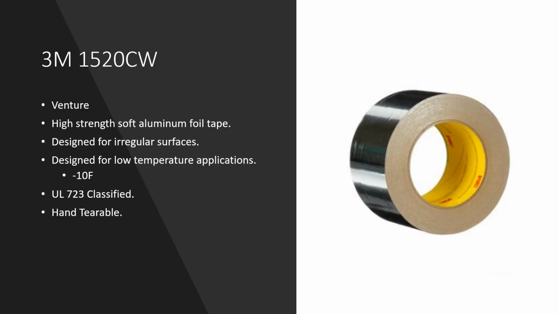For general purpose foil tape applications, the 1520 CW is our go-to. It can be applied at negative 10 degrees Fahrenheit. It has a UL 723 rating. It's hand tearable, and it's designed to go over irregular surfaces.